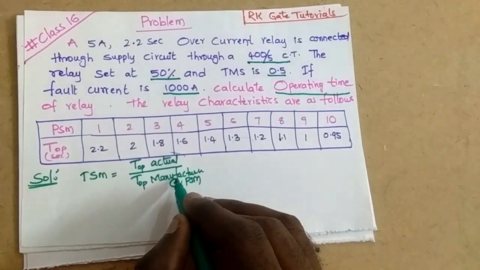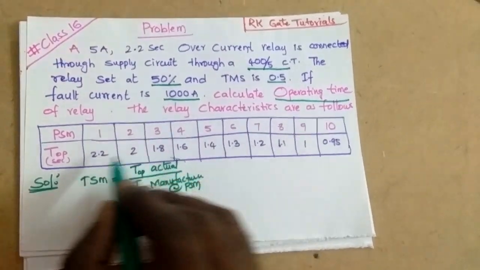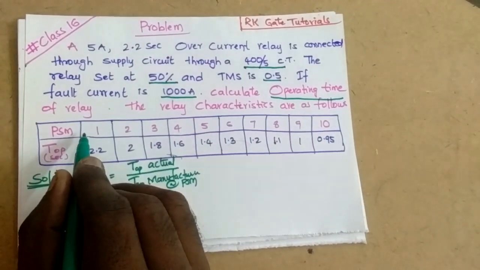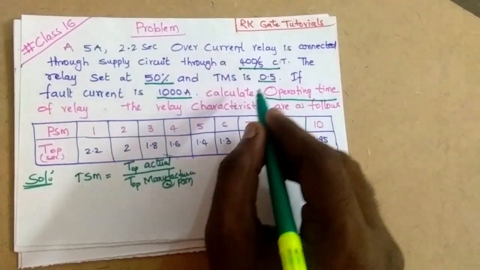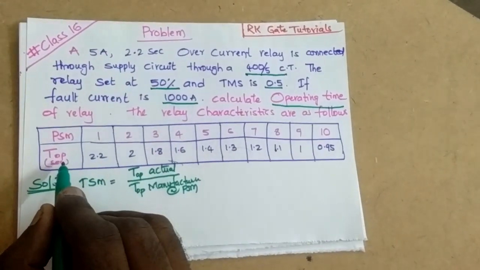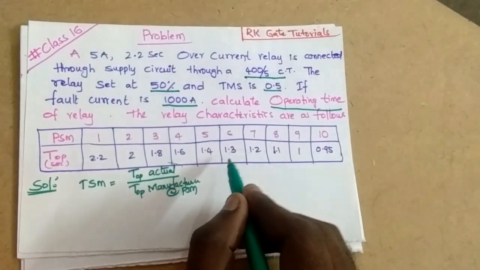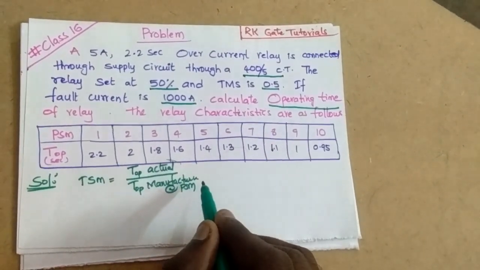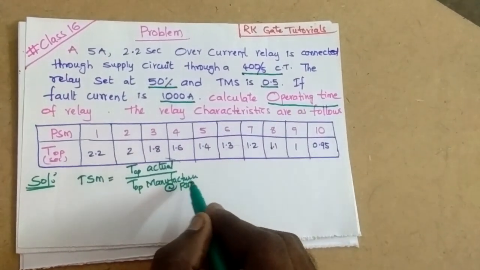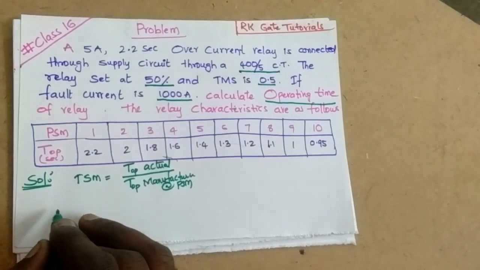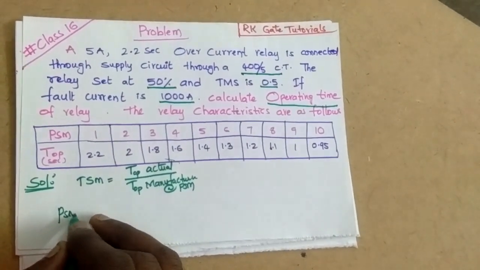So we have to know the time of manufacturer. These are the times of manufacturer given. So if you see here PSM, in order to get the time of operation specified by the manufacturer, we have to calculate the PSM first. At what PSM this is being operated. So let us calculate PSM.